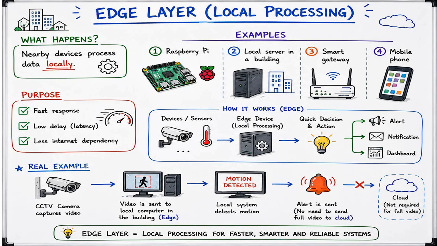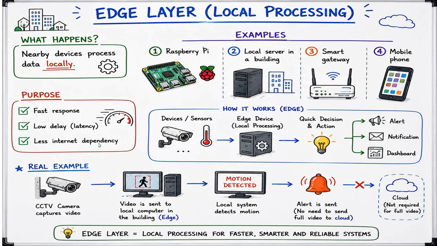So the purpose of the edge layer is, first, fast response. That is because the processing is done locally, there is no need to wait for the cloud communication, and immediate actions can be taken. For example, a motion detector triggers an alarm instantly. Second is low delay, that is the latency, the time taken to process and respond. Here in edge processing, it reduces the delay because the data travels a shorter distance. For example, in autonomous vehicles, the decisions must be made in milliseconds, so there it can be used.